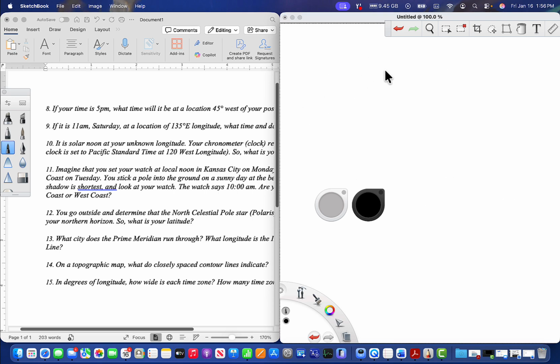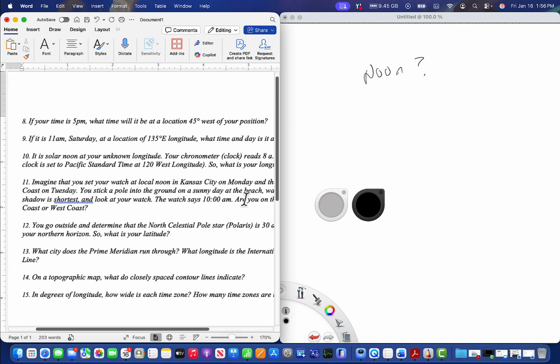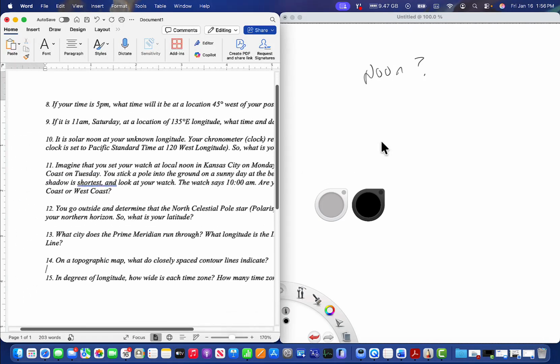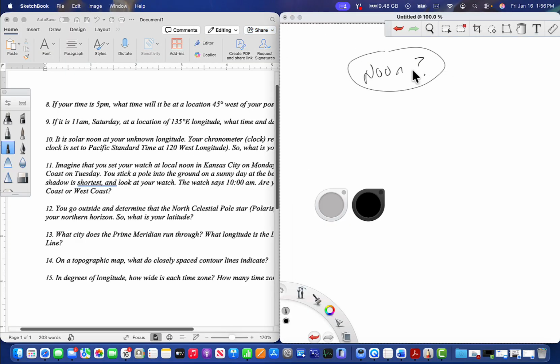So it's saying that it's solar noon at your unknown location. That's what the question mark is for. But if you have a clock and your clock is set to Pacific Standard Time, which is at about 120 west, and if it reads 8 a.m., we can actually figure out what this longitude is. So again, at 120 west, we know that it's 8 a.m. We also know that it's noon at some unknown location.